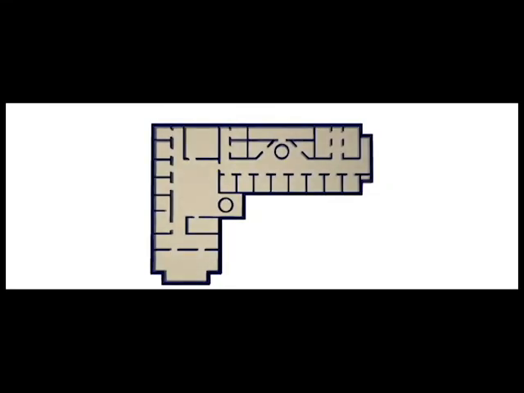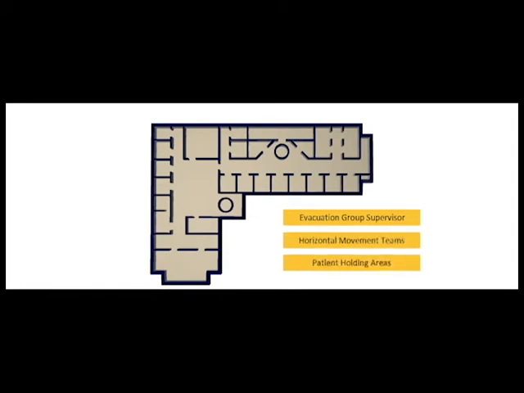An evacuation group consists of all resources assembled to perform the evacuation function on a specific floor or area. For example, the 3rd floor evacuation group is established to perform the evacuation of the 3rd floor. An evacuation group consists of an evacuation group supervisor, horizontal movement teams, and any patient holding areas established for that floor. An evacuation group supervisor, who would report directly to the Evacuation Branch Director, leads the group.